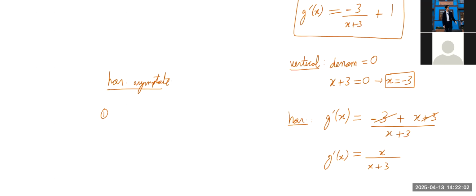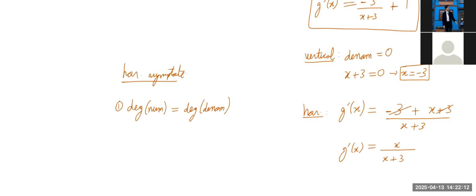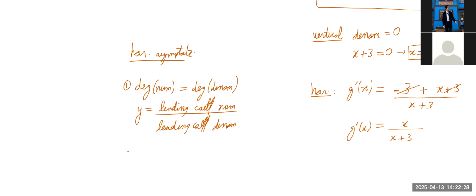Now, if the degree of the numerator is equal to the degree of the denominator, meaning they're both quadratics or they're both cubics or they're both linear, whatever, then the horizontal asymptote will simply be y equals leading coefficient in the numerator divided by leading coefficient in the denominator. That's the first case.